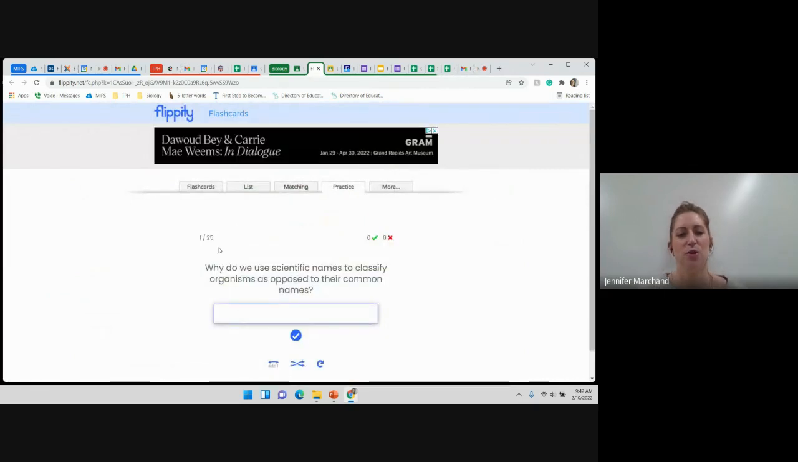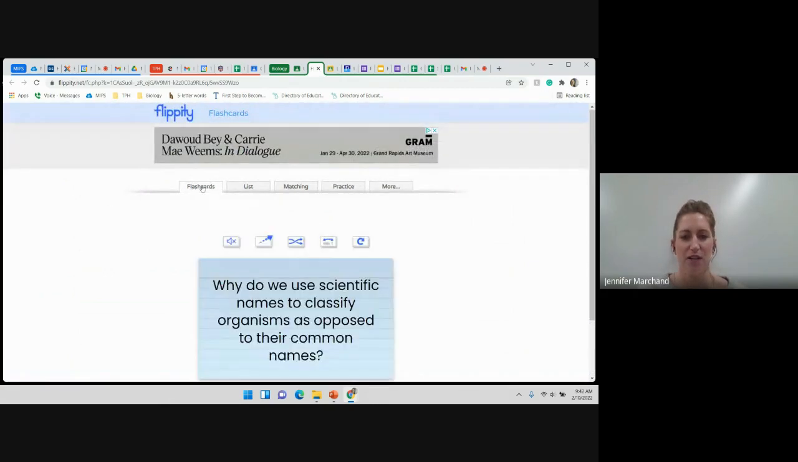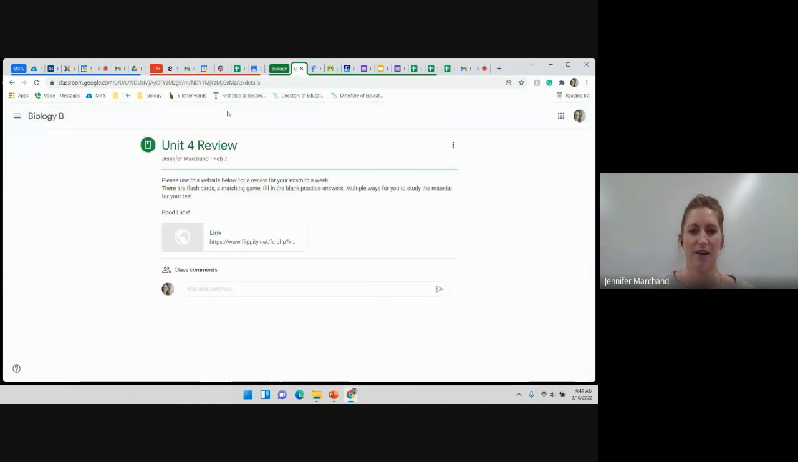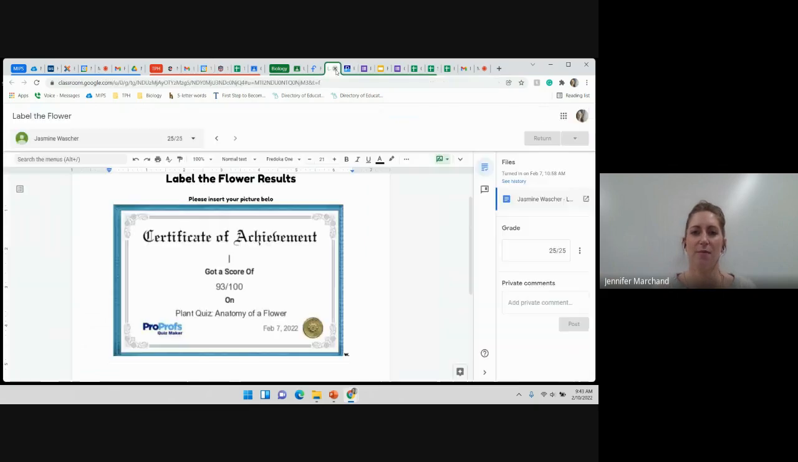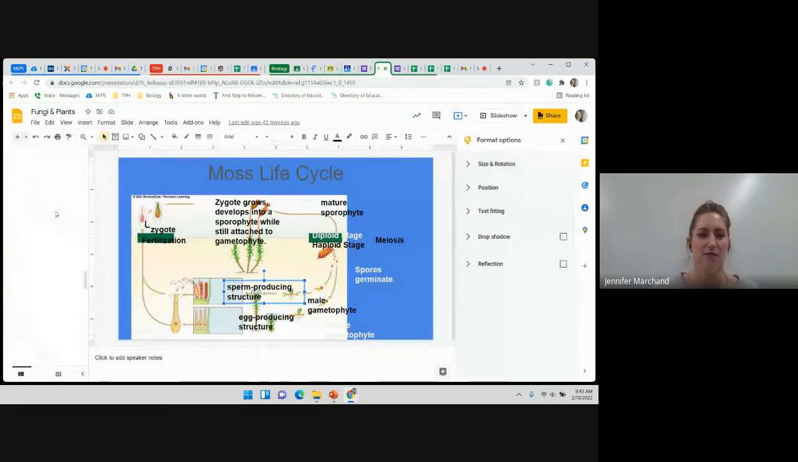There's a practice where you can write in your answers. And then there's a little bit more information. But the flashcards and the matching are a great way to study for your test. Okay? Because your test, again, will be in 2 weeks. So with that being said, let's get started talking about plants and fungi.